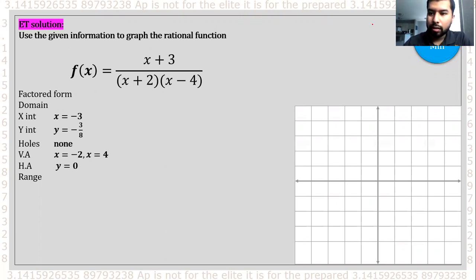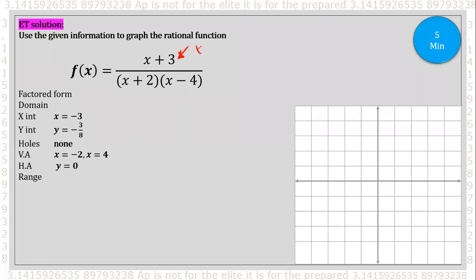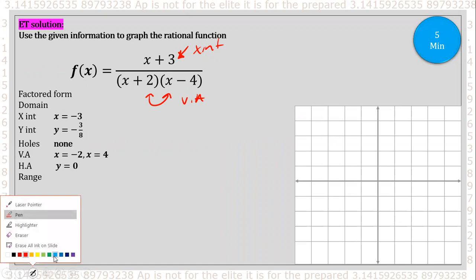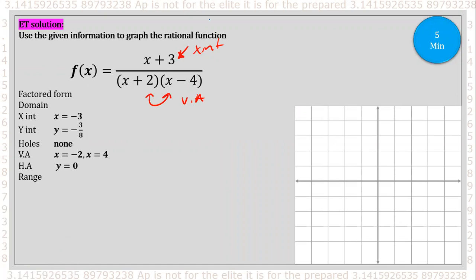Okay, so what I want you to know is that if this is in factored form, this right here is your x-intercept, and these two right here are your vertical asymptotes. This is already in factored form, so to find them you can set them equal to 0. This x plus 3, set it equal to 0, I got x equals -3. That is my x-intercept. So at x equals -3, I got something like so.